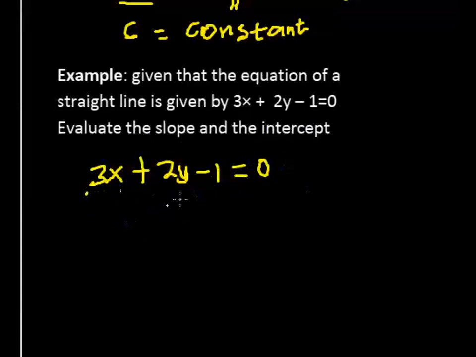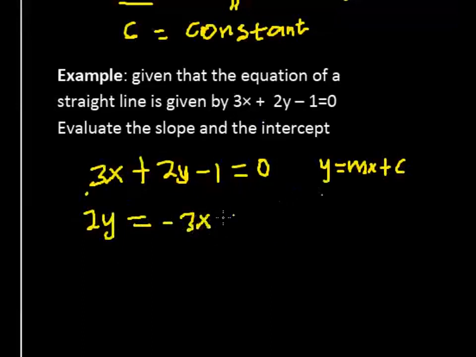How do I convert it? Just make y the subject. Remember, in the equation y equals mx plus c, y is the subject, so I have to make y the subject here. How do I do that? Very simple. So that's going to be 2y. I take all this to the other side of the equation. That's going to give me minus 3x. Take minus 1 to the other side, becomes plus 1.